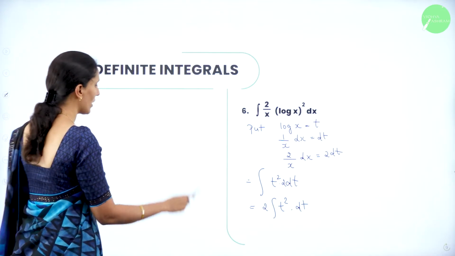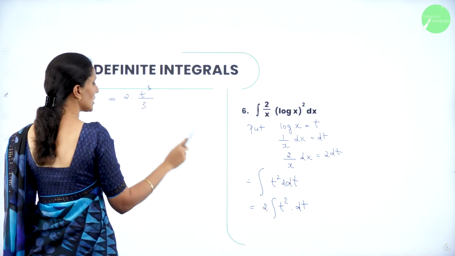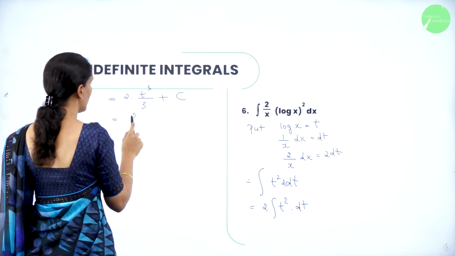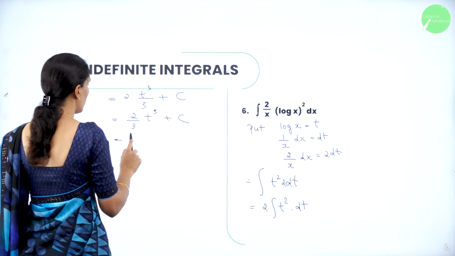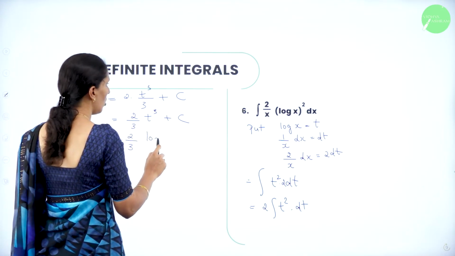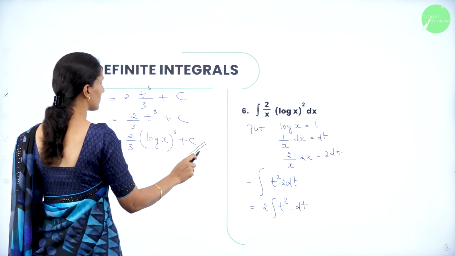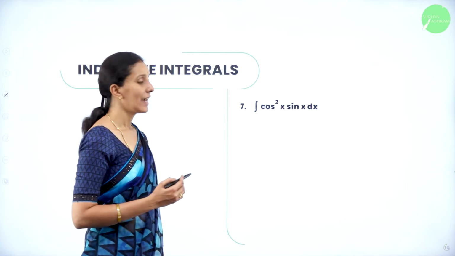Integration of t square is t cube by 3, because it is 2 plus 1 by 2 plus 1, plus the integration constant. 2 by 3 t cube plus c. So 2 by 3, what is t we have taken? That is (log x) whole cube plus c. Next one, cos square x into sin x dx.